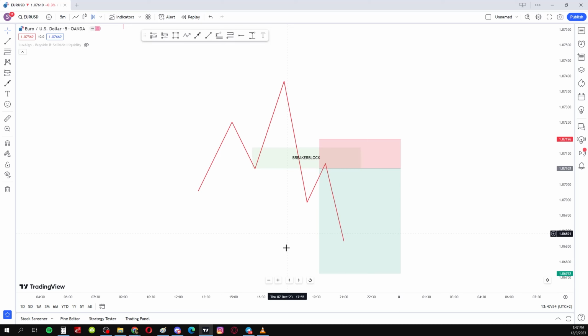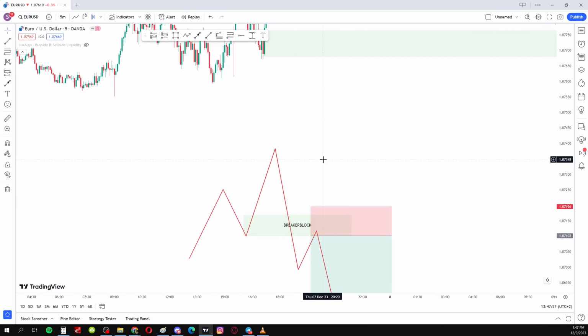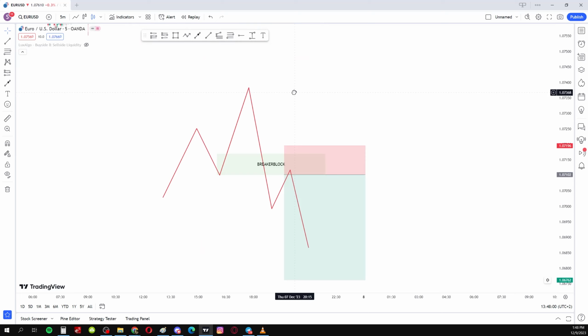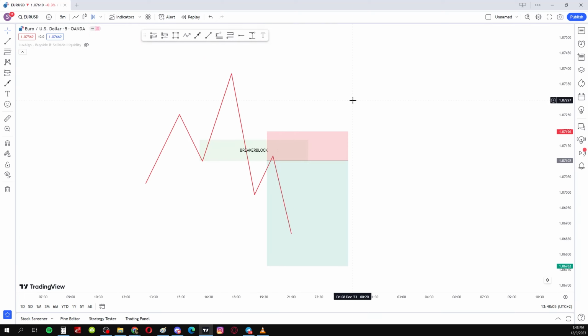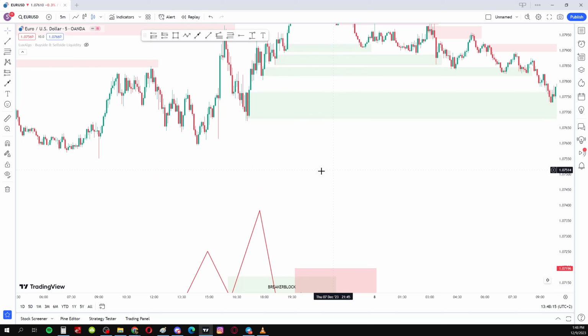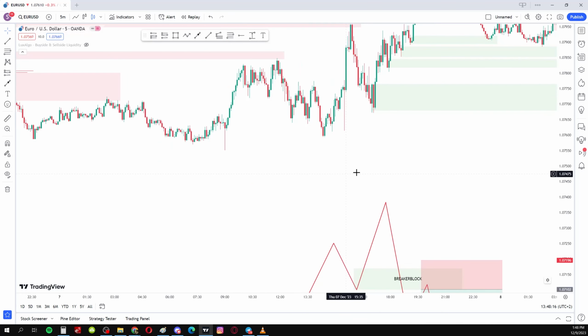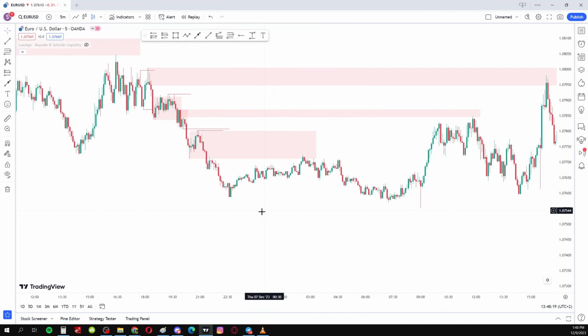So I would like to ask. So break of a block is when the structure breaks. It doesn't respect our order block, and so we need to wait for the price to come back to the support area. Yeah. So we can try to see on the charts.